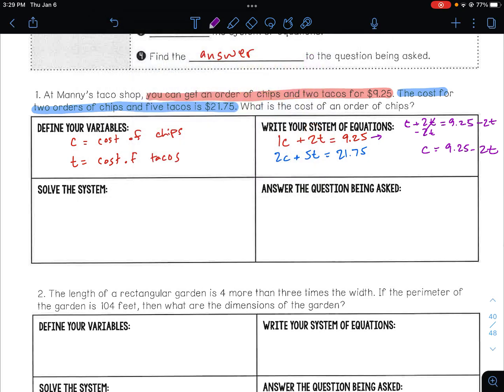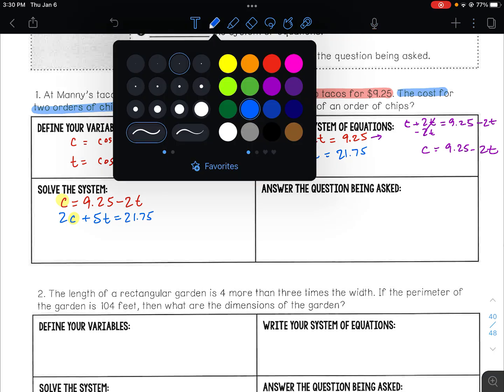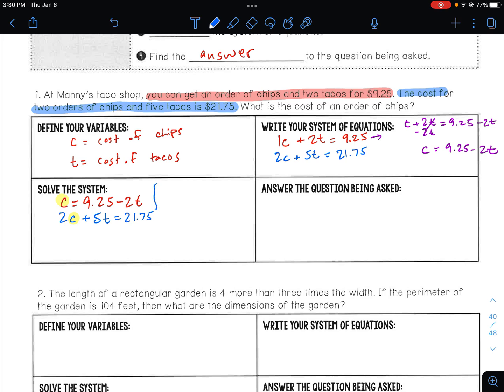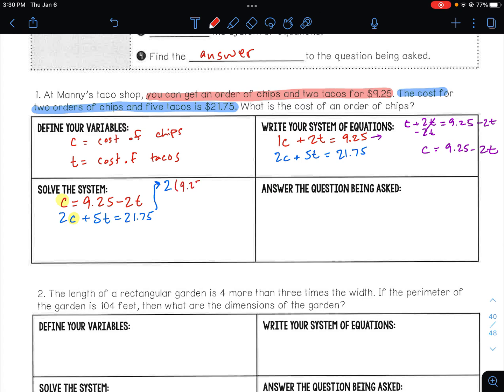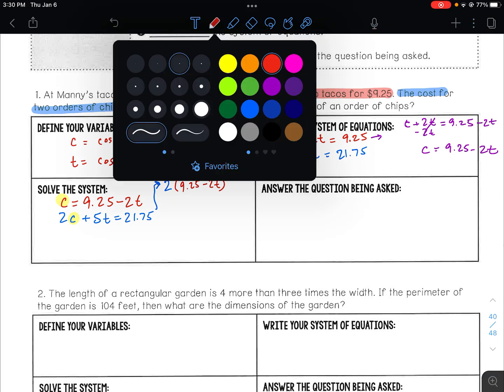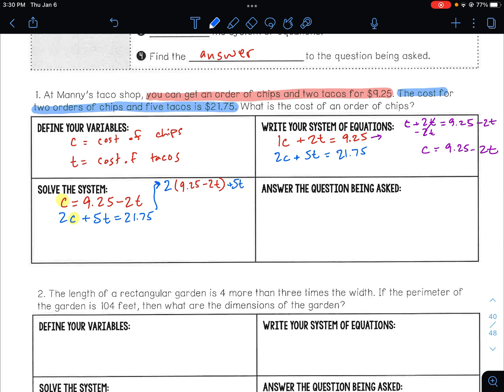And I'm going to solve. So I have my 2 equations. C equals 9.25 minus 2T. And then my first equation, 2C plus 5T equals 21.75. I'm going to substitute in this C for this over here. So let's rewrite it with the 2C, and in place of C, I'm going to replace it with 9.25 minus 2T, plus 5T equals 21.75.